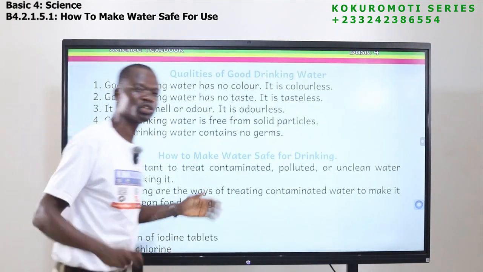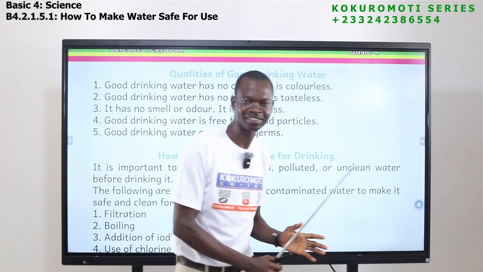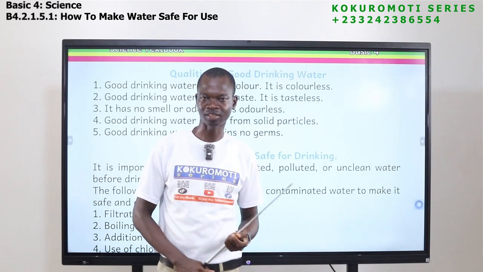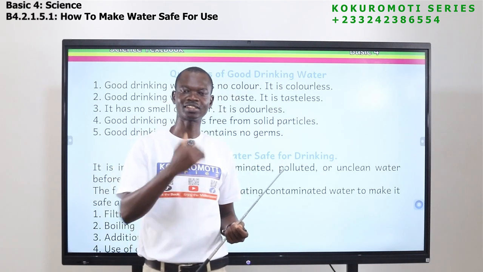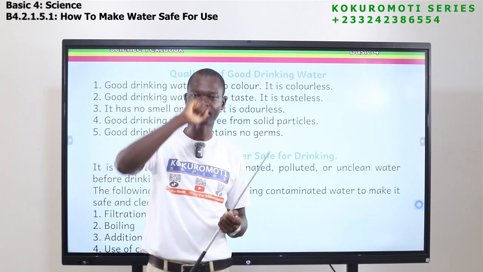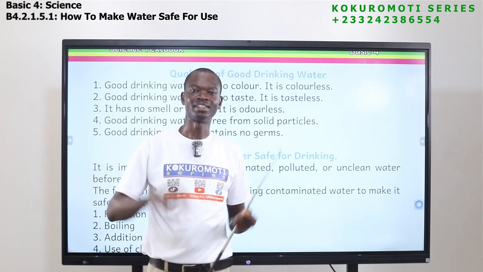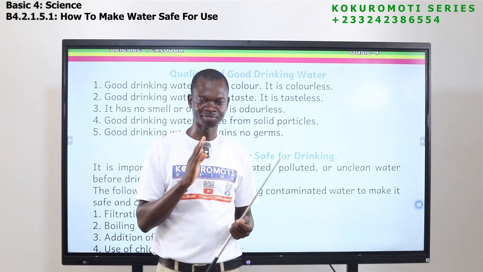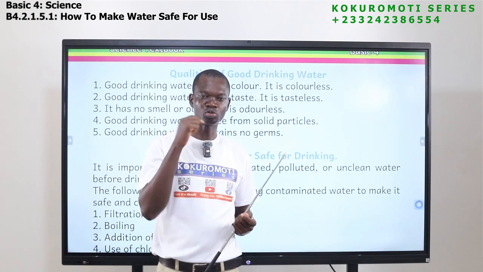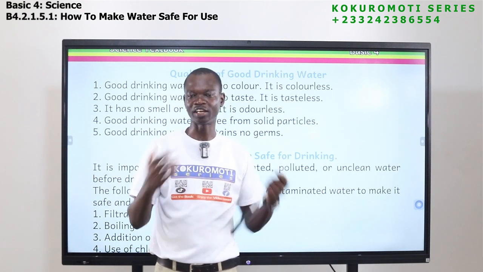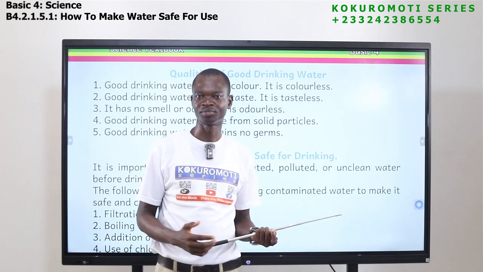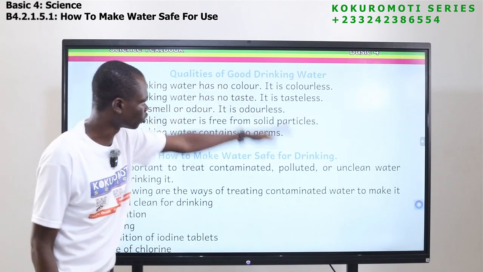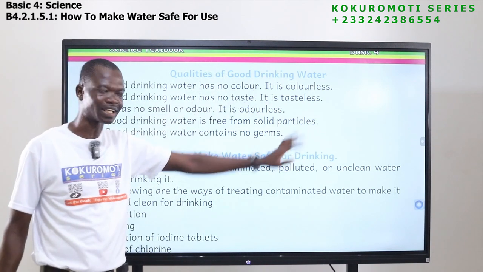Now, what will help you know that this water is clean? This water is not clean. So we are going to look at qualities of good drinking water. These things will help you know that the water that you are drinking is good, is safe, is potable. So pay attention. If you don't pay attention, you drink contaminated water and you get waterborne disease. So let's look at the qualities of good drinking water, or qualities of potable water.